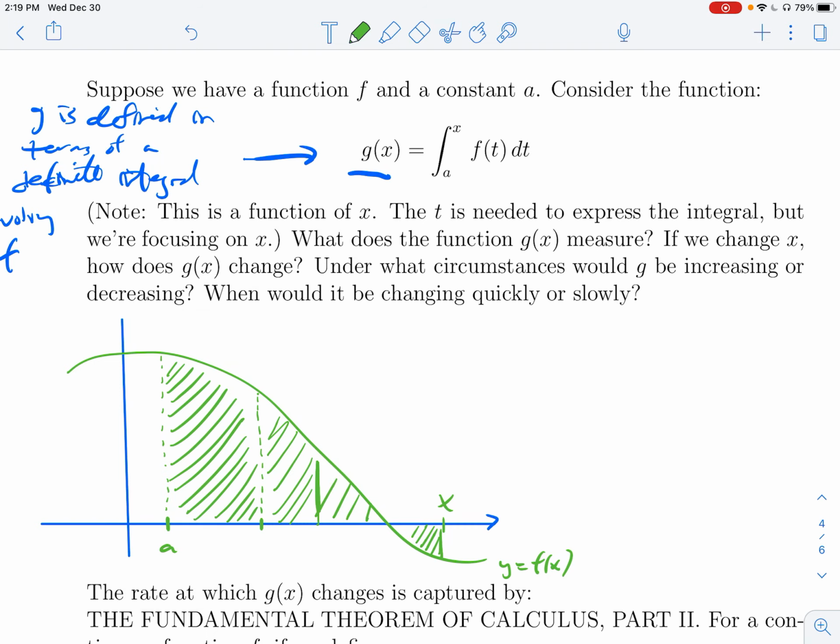then this stuff counts negative. So we're accumulating area for a while, and then we actually lose area. So that's the idea of g. G is sort of measuring how much net signed area do I have so far.